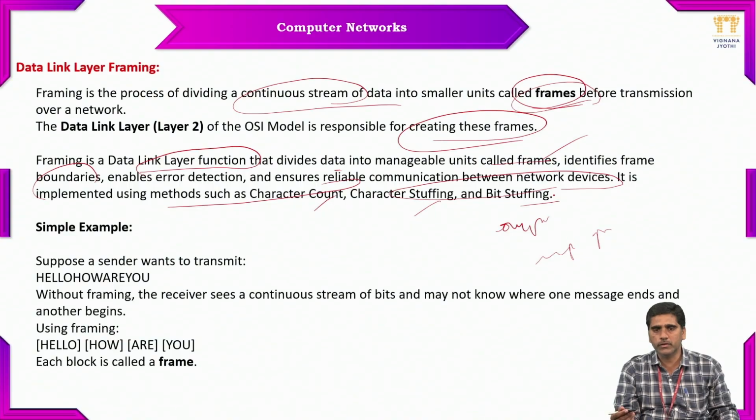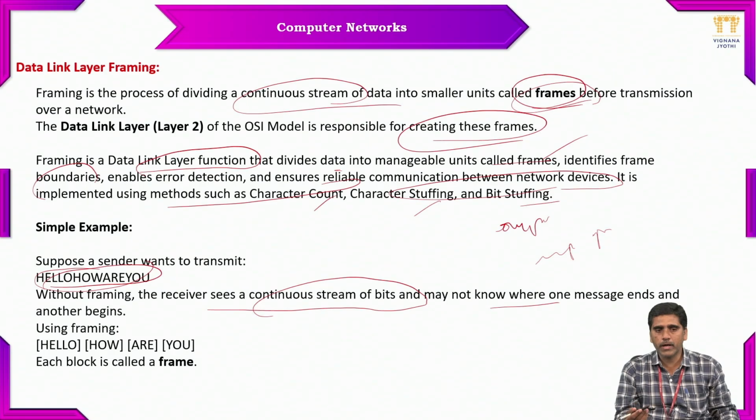So how does this framing work in each and every device? How do these devices communicate to perform the transactions or operations? See the example. Suppose a sender wants to transmit the message, hello, how are you? Without framing, the receiver sees a continuous stream of bits and may not know where one message ends and another begins. This entire line, hello, how are you, is not separate frames; it is a complete stream of bits. In this continuous stream of bits, without any framing methods or delimiters, how can we understand it?